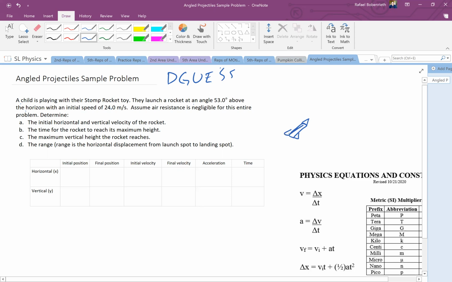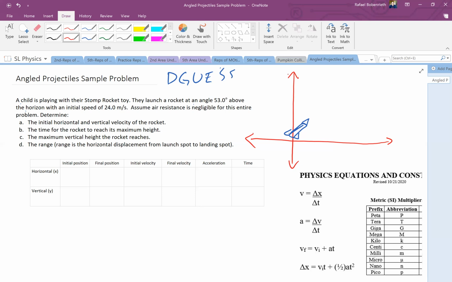Okay, and the coordinate system is really key here. I'm going to make the rocket depart from the origin of the coordinate system, centered there, so to speak. And this is the surface of the Earth that we're on. Within that coordinate system, the problem tells me this is a 53-degree angle. The rocket has some initial velocity, and I'm told the initial velocity is 24.0 meters per second.